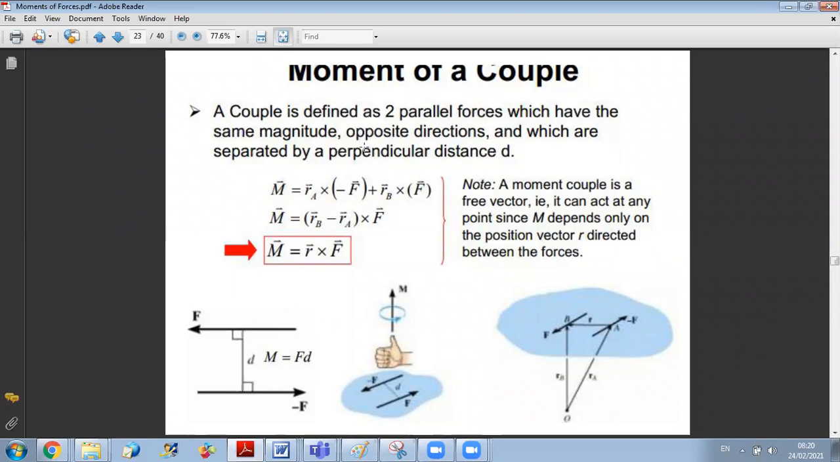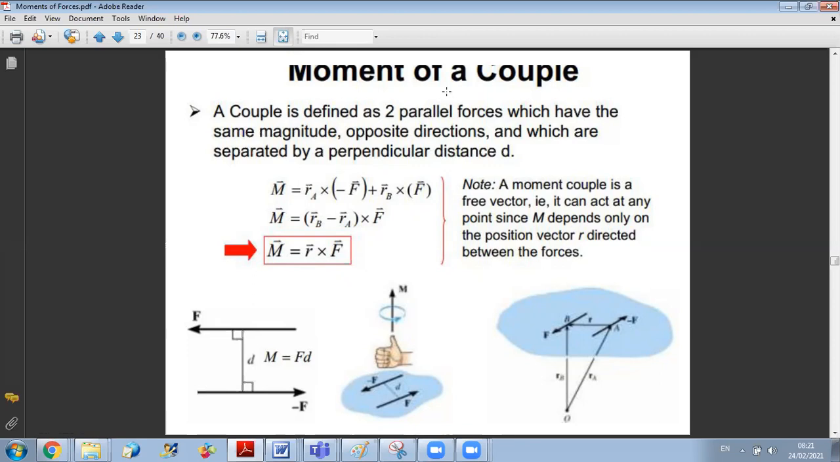Sometimes we confuse sense and direction. In general, direction is just the parallel line of action. When we talk about up or down, right or left, we talk about the sense. So here they have opposite sense and the same direction. They are parallel. We can say same direction or same or parallel line of action, but opposite in sense.